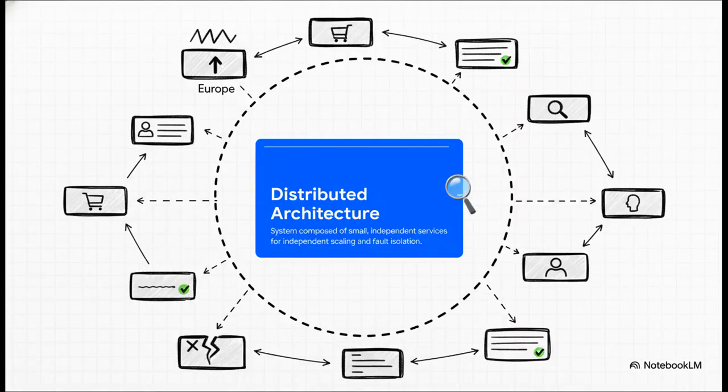So, what's the answer? You go with a distributed architecture, usually built with something called microservices. Instead of one giant monolithic application, you break the whole thing down into dozens, maybe hundreds, of tiny independent services. You have one service that just handles payments, another for search, another for user profiles. If search is getting hammered in Europe, you can give it more power without touching anything else. If one little service fails, it doesn't take the whole ship down with it. This is how you get to 99.99% uptime.